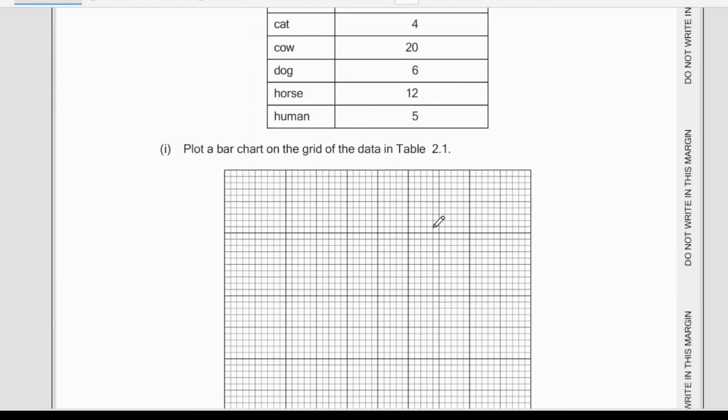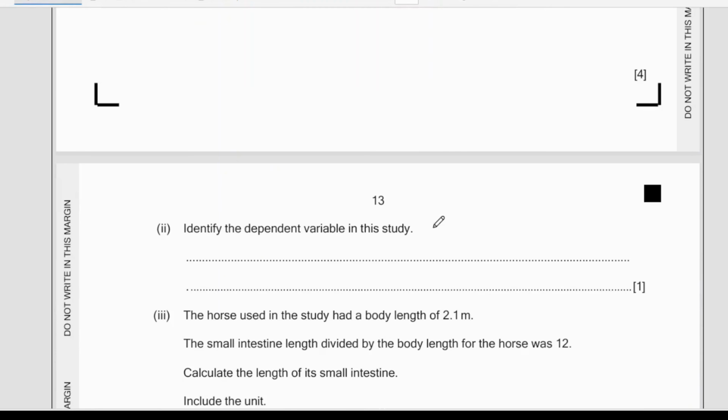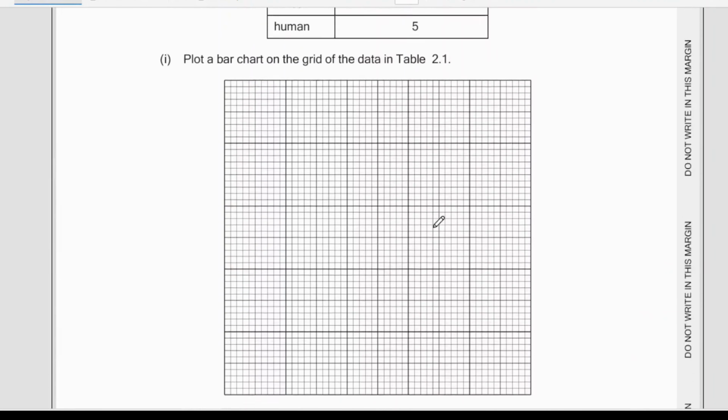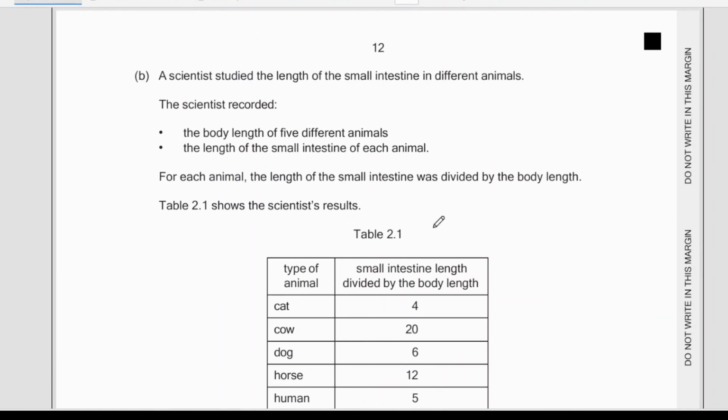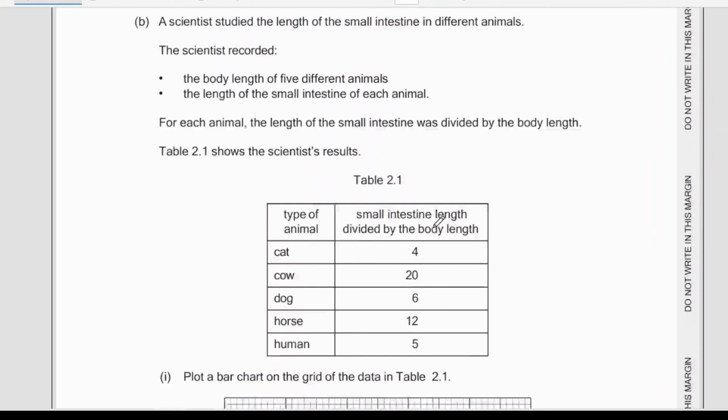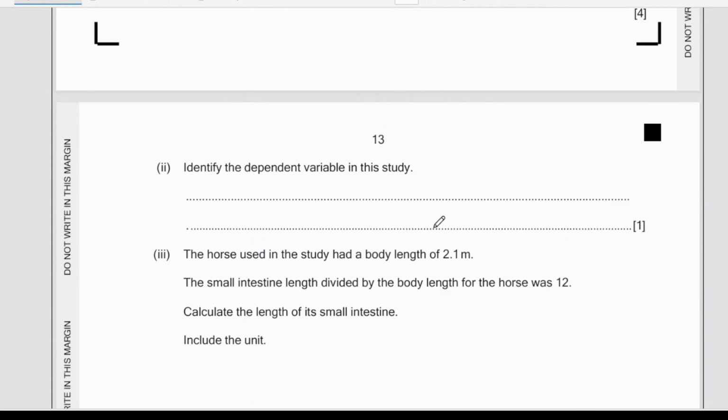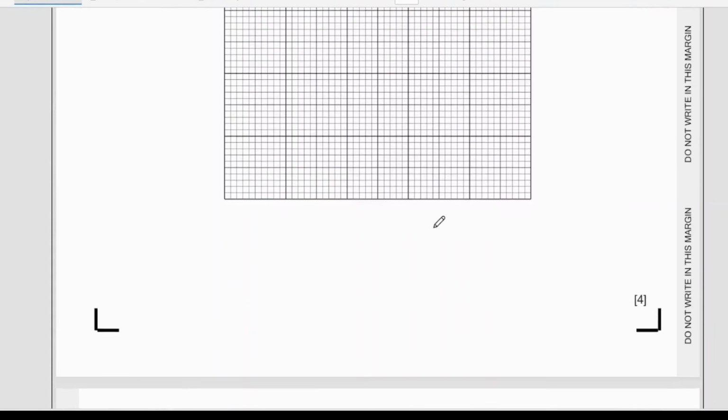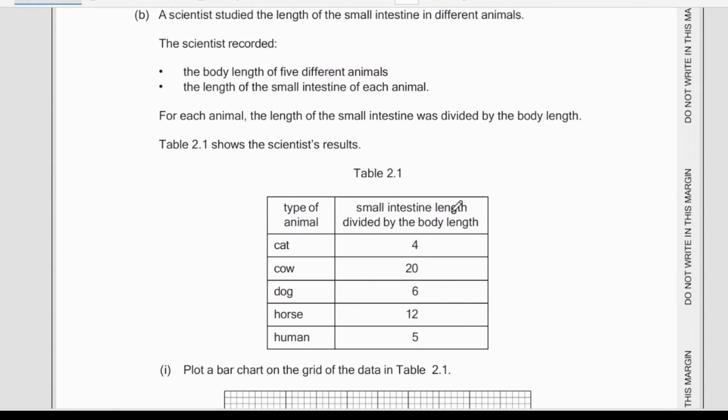The graph is given. You have to draw a graph. Okay, identify the dependent variable. This is the experiment. A scientist studied the length of small intestine in different animals and recorded the body length and the length of small intestine. For each animal, the length of small intestine was divided by the body length. The chart was given. Identify the dependent variable. By changing the length of small intestine, what would be affected? So what would be dependent?